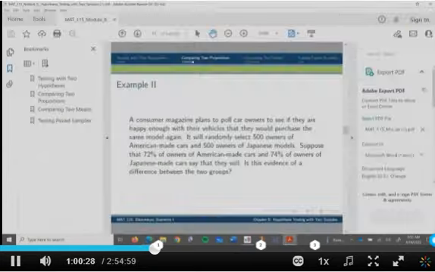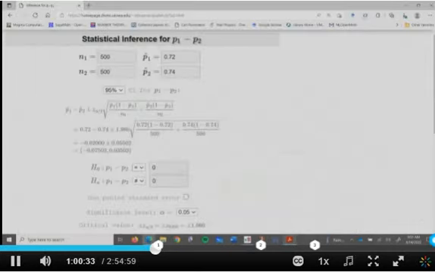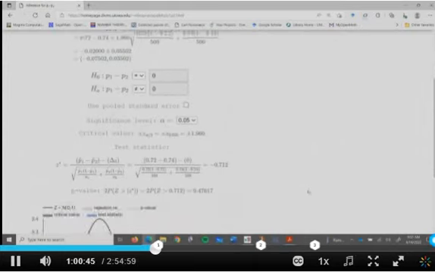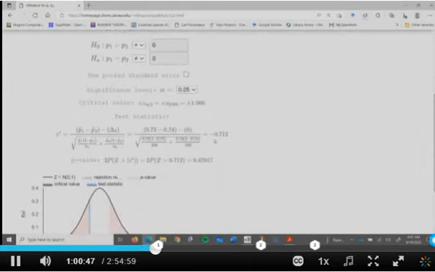And let's double check. All it asks for is there a difference? So not equal to is my alternative. The critical value I want to test against to get 5% of the area in the two tails would be 1.96. What's my actual z-score?